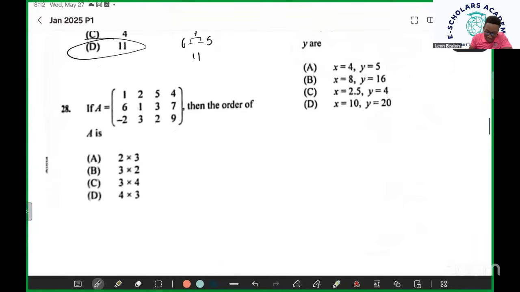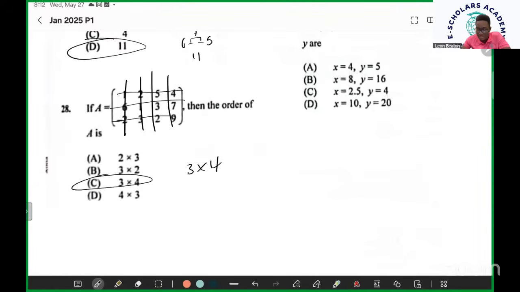So the order of this, you know, this is 1, 2, 3, so this is a 3 by 1, 2, 3, 4, 3 by 4, which is C.